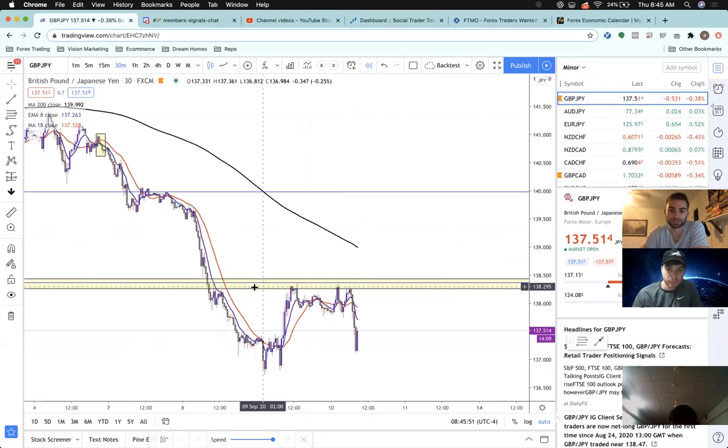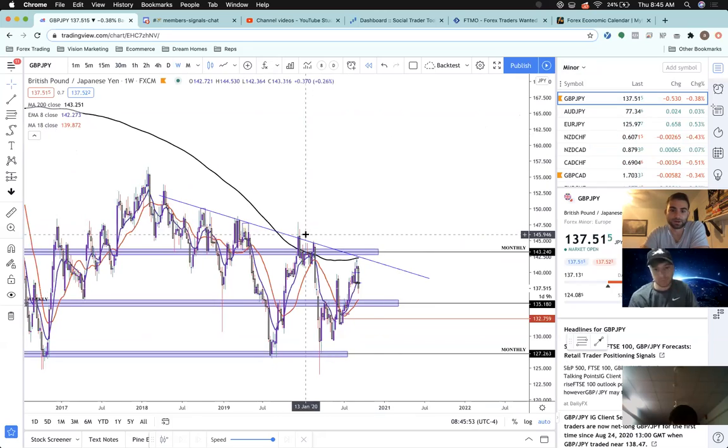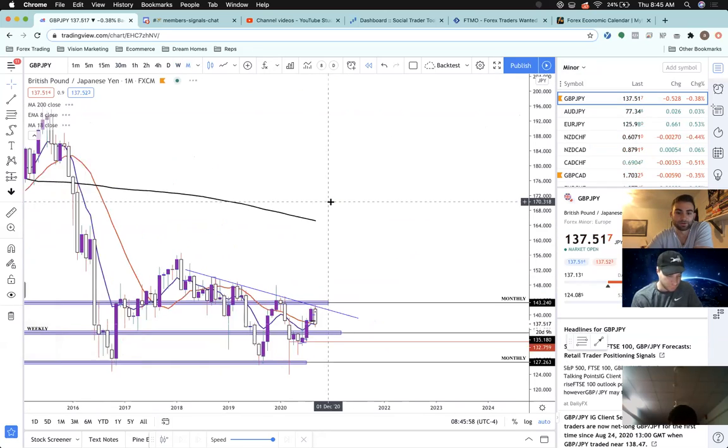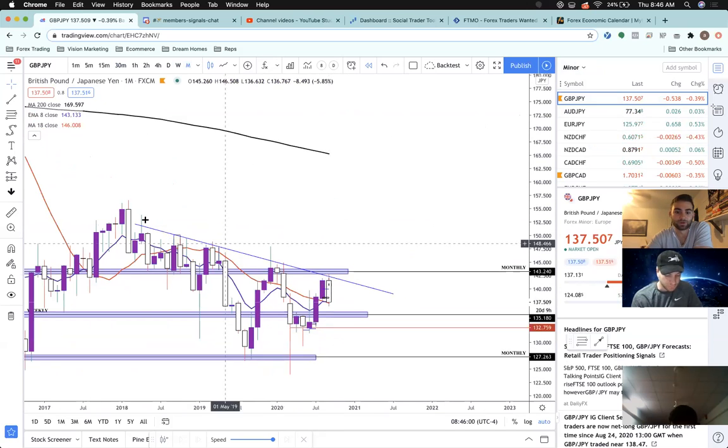Let's go to GJ. Let's go up to the weekly time frame. Let's go all the way up to the monthly time frame on GJ. GJ overall has been bearish on this monthly time frame, forming lower lows, lower highs.